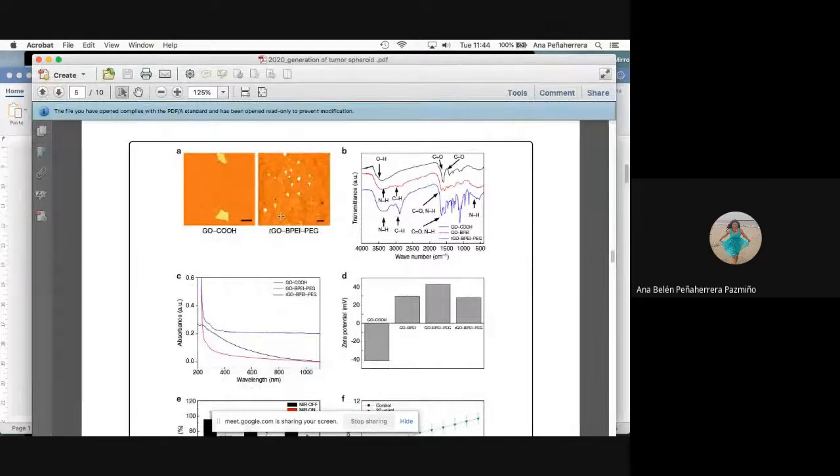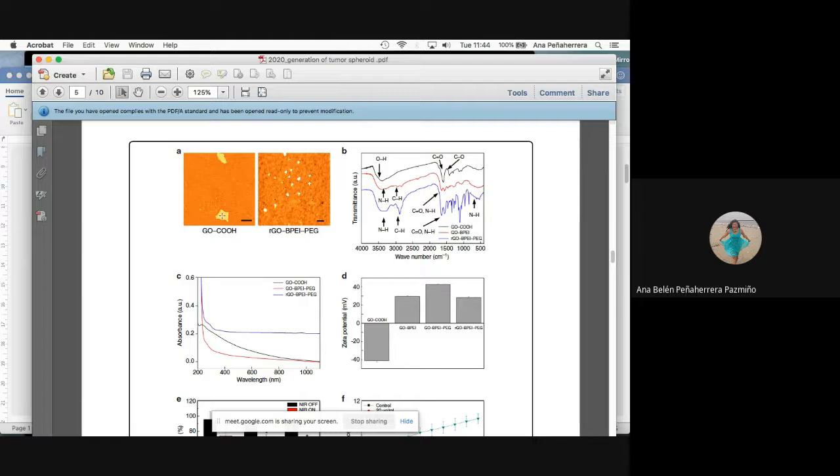Here are the atomic force microscope images. They were acquired in order to characterize these nanocomposites. The nanocomposites that they produce start from graphene oxide. In panel A, you can see the shape of the original. And then when it's reduced and functionalized by chemical reactions, the size decreases and the shape changes, as you can see here in these images.